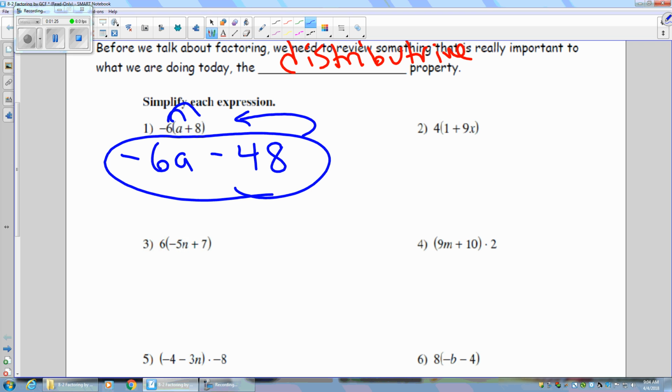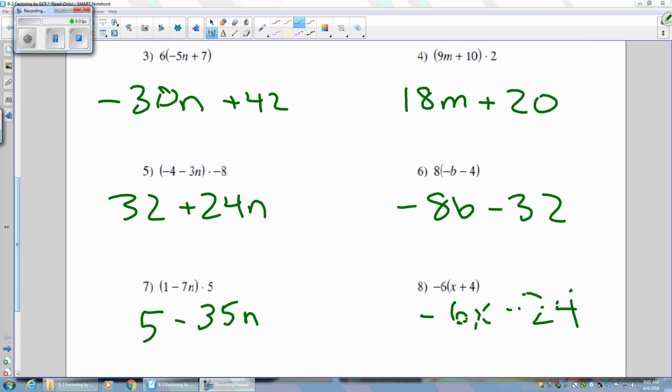On number 2, going to distribute that 4 out to the 1 to make 4, and distribute the 4 out to the 9x to make positive 36x. So would you guys pause the video for a second, try these ones down here, and then unpause and we can check our answers together. Alright, so I actually did all the problems for you, so you can just check your answers. Really the only ones that I want to talk about are maybe number 6 and number 5. On number 5, the really big thing you got to watch out for are those two negatives. So the -8 to the -4 makes a positive 32, and the same thing with the positive 24.